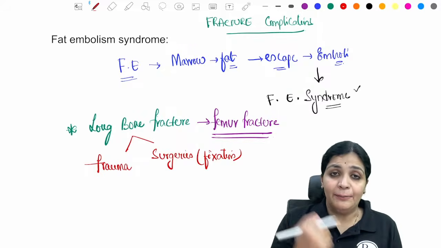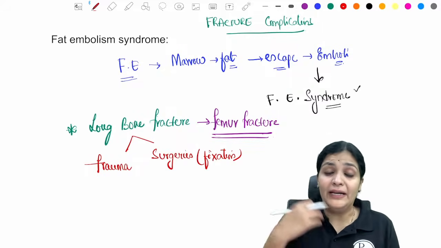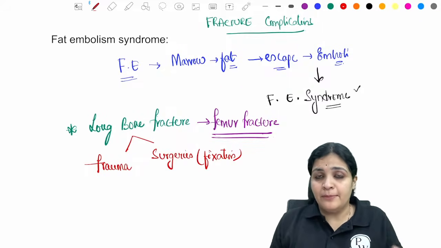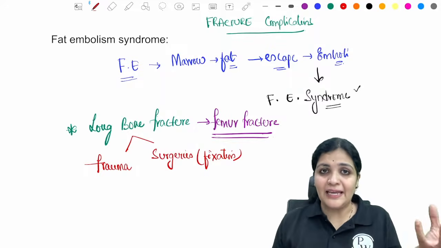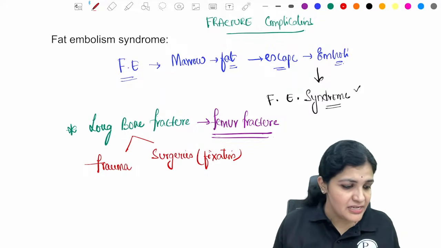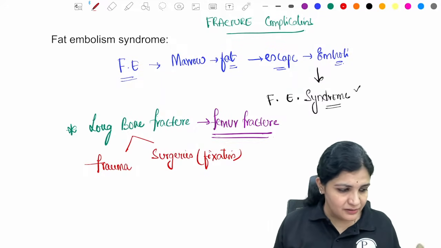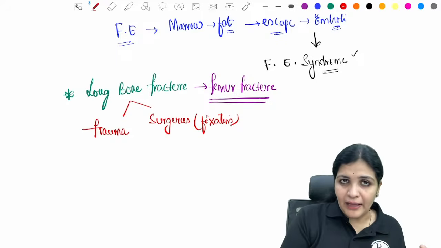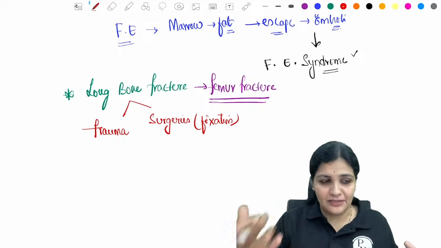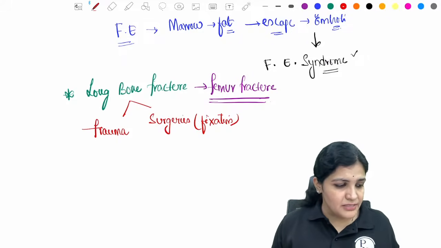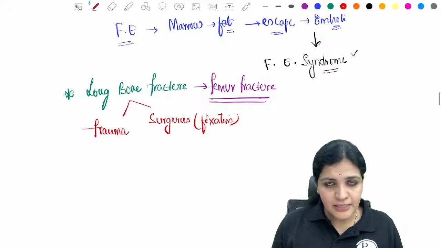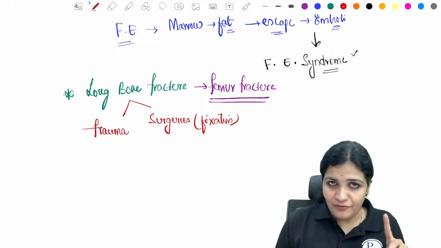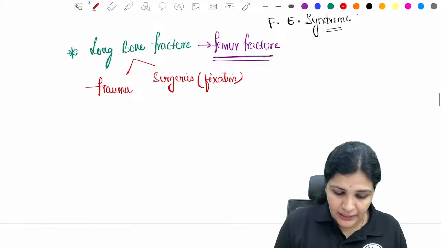While reaming, or while opening that canal and dealing with the marrow, sometimes the fat globules can escape and result in fat embolism. So there are two things which can happen: the trauma directly, the fracture itself, and then the surgeries. These two both can result in fat embolism syndrome, right? So this is where fat embolism usually occurs.